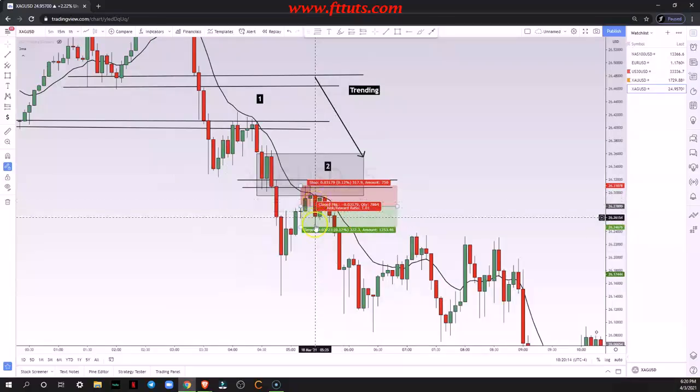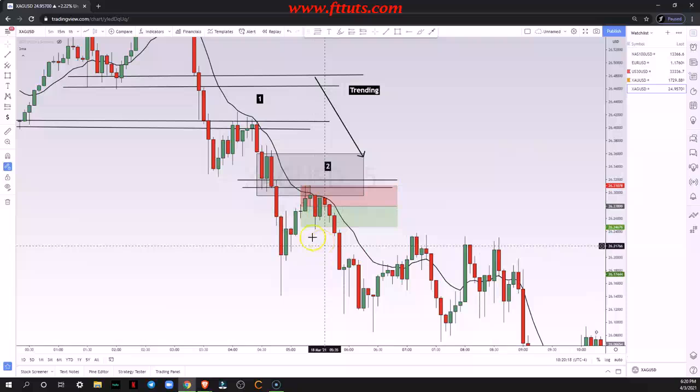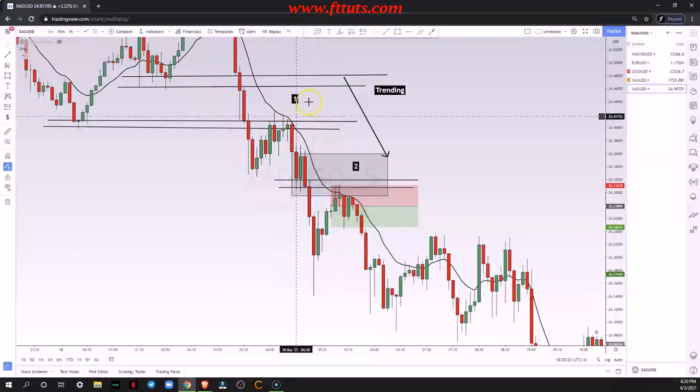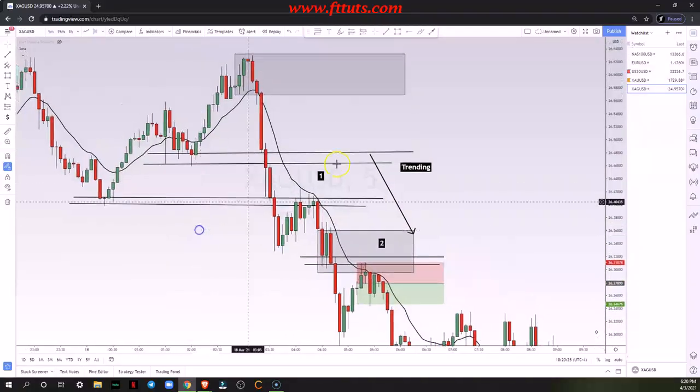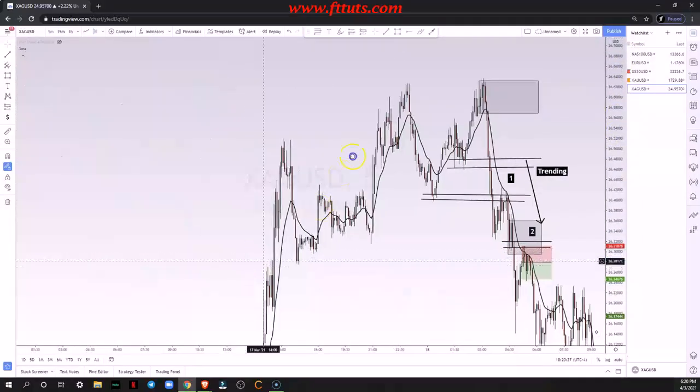But you see that it dropped down, hit your 1-to-1, and then stops you at break even. So you have to be wary of that. But definitely the first pullback or the second pullback of the trend is great in trending markets. All right, let's keep going.